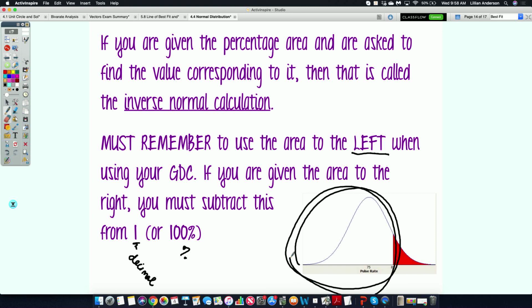The reason why is because the calculator only does probabilities that are to the left of a particular x value. So you have to let the calculator know that this is the area that I'm given, and I need to find the x value related to that. It's always the area that's to the left.